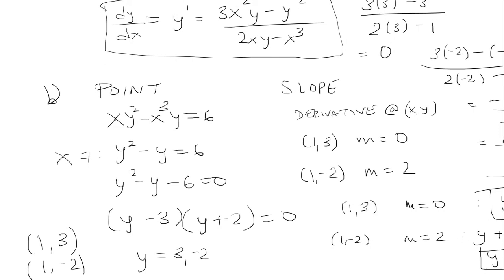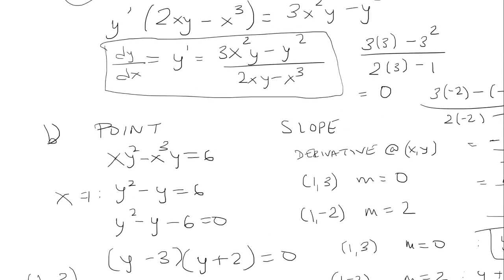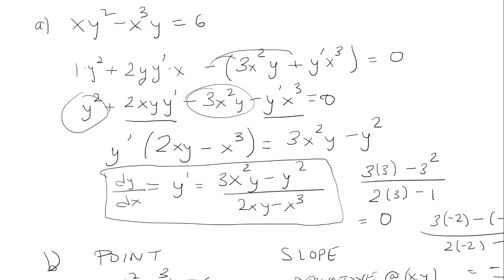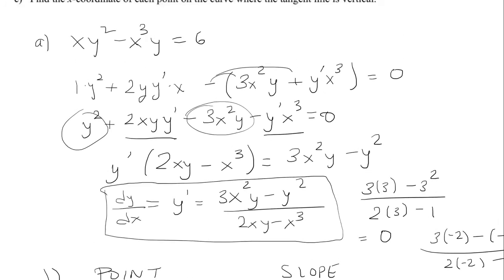So part B is done. Now let's go back to part C. We want to find the x-coordinate of each point on the curve where the tangent line is vertical. So a vertical tangent line would look something like this. It just looks like a vertical line. And that's when the derivative is undefined.